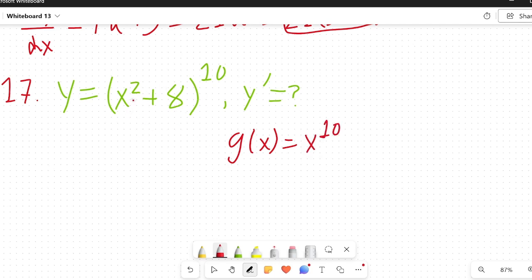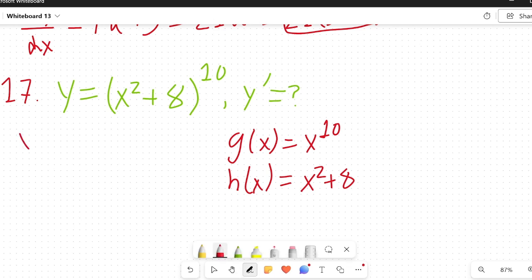Remember, we're encapsulating this x squared plus 8, so we'll think x to the 10th. That's our g, our outer function. h will be our inner function. So h will be equal to x squared plus 8 because it's encapsulated within the g.